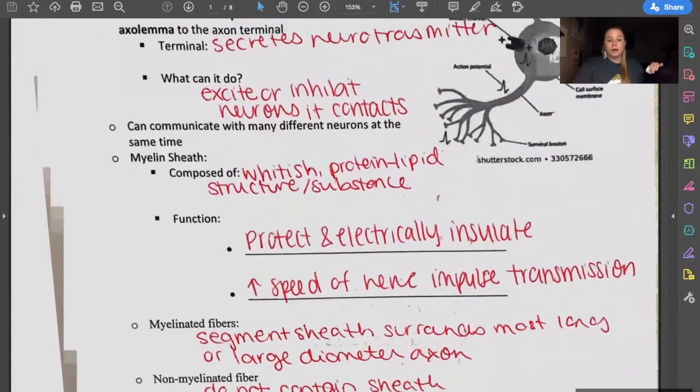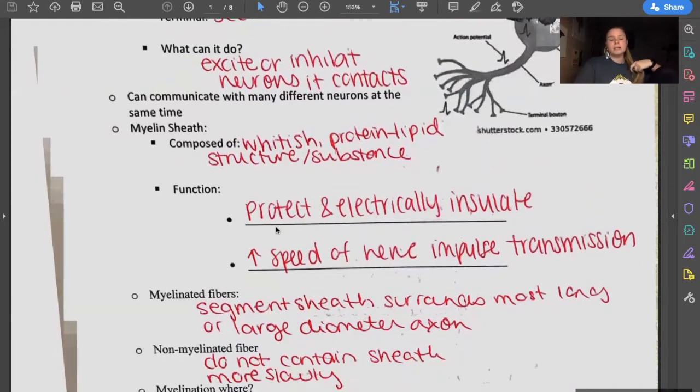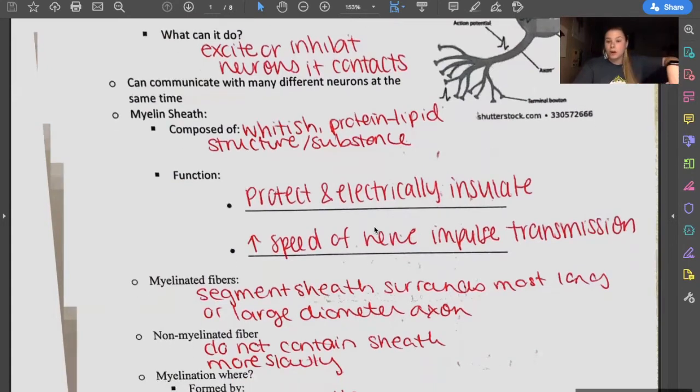So there are fibers that are myelinated and there are fibers that are non-myelinated. Myelinated pretty much just means they have this myelin sheath. They have this white protein-lipid substance that protects and insulates and increases the speed. So if it's a myelinated fiber, it's a long axon surrounded by a myelin sheath. And so it's going to have protection, insulation, and an increased speed of transmission. However, the non-myelinated fibers will not, okay? These do not contain a sheath and they happen more slowly, right? Our electric impulse goes more slowly.